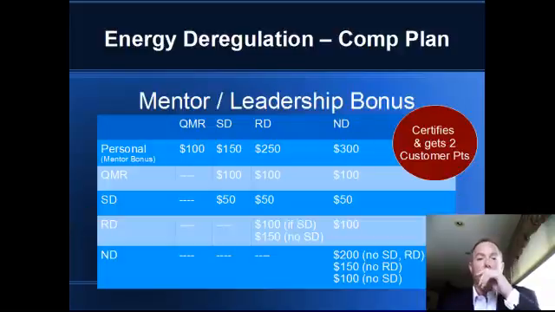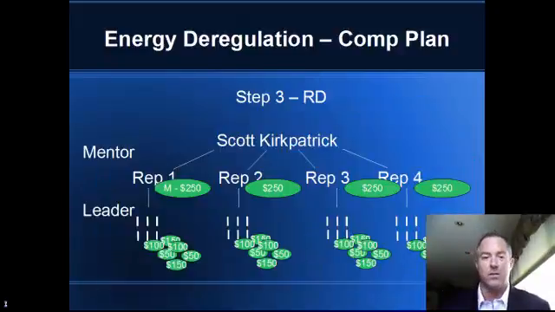Now, as an RD, I'm building out my RD house. I'm making $250. QMR brings in somebody, they get $100. SD would get $50. If there is an SD, then as an RD, I'll get $100. If there is no SD, then as an RD, I'll get $150. But if I personally bring somebody in, I make $250.